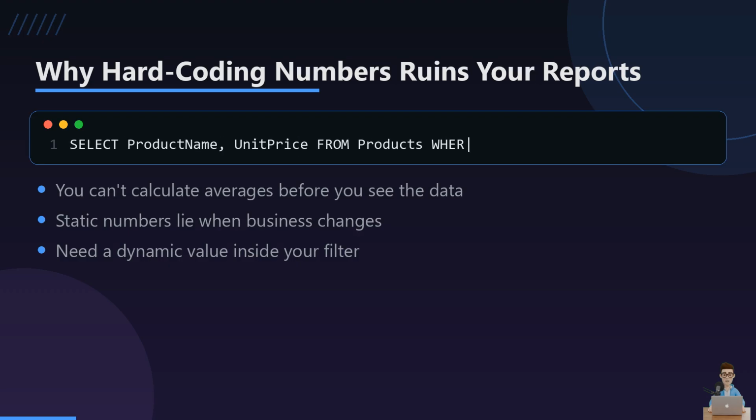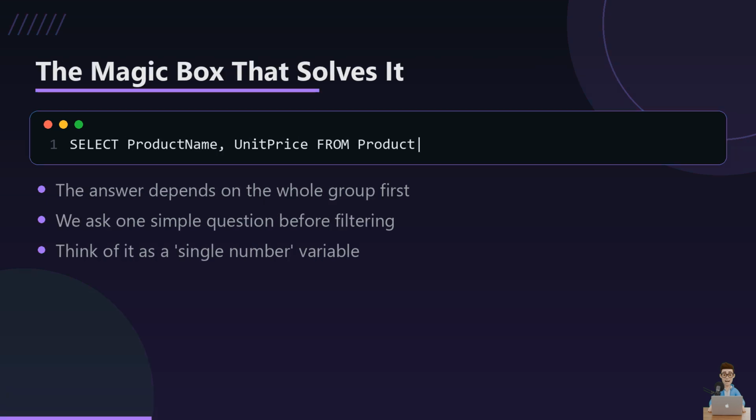Imagine trying to report on sales using a spreadsheet that says average price is 50s. What if the price changed today? You'd be reporting lies. Imagine asking, who is the CEO? Before you can filter who reports to them, you get one answer, then you filter the list by that single person. That's a scalar subquery, a magic box returning exactly one value.